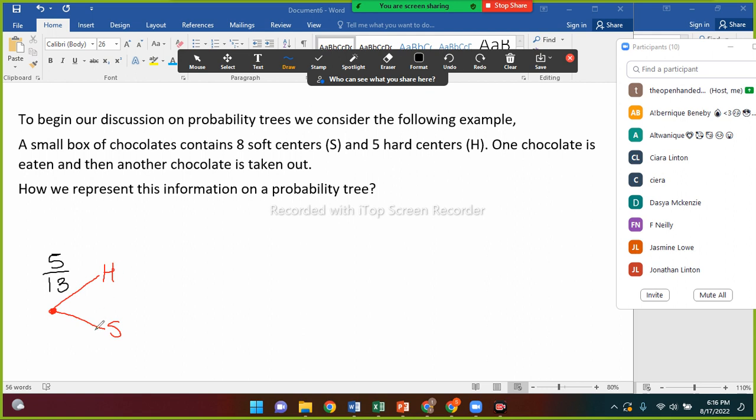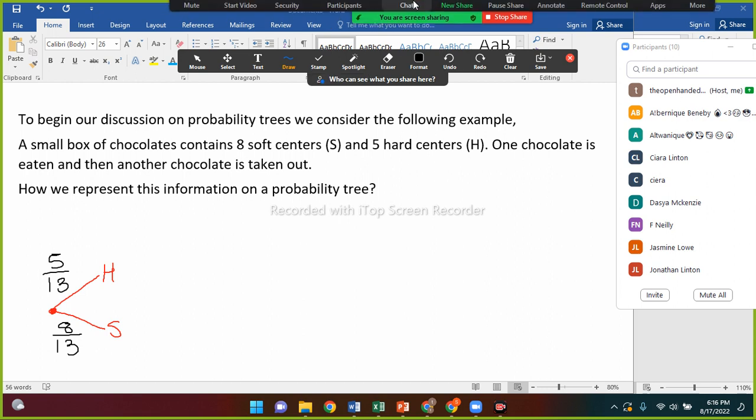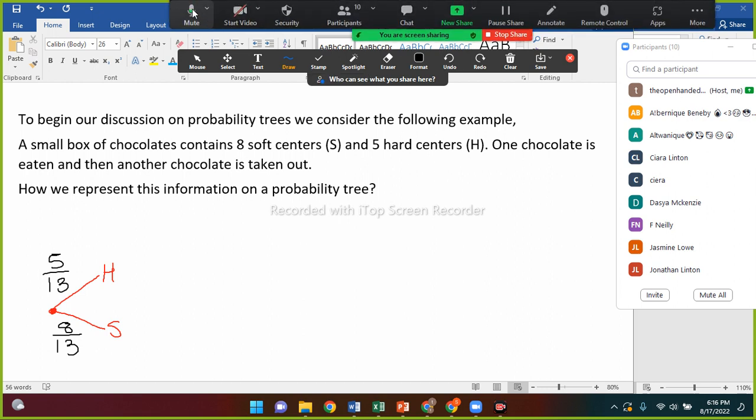Now, what's the probability of getting a chocolate that has a soft center? That'd be 8/13. 8 over 13, because there are 8 chocolates that have soft centers out of 13. Okay.